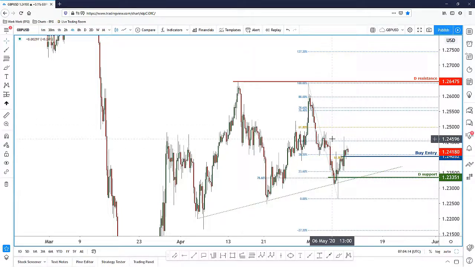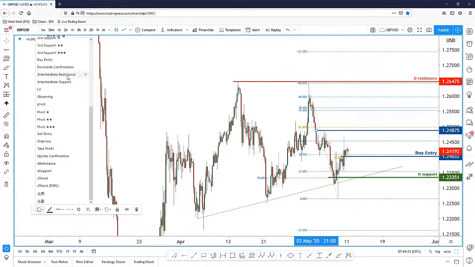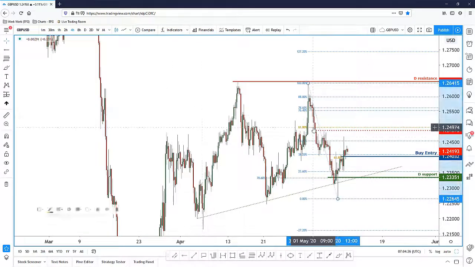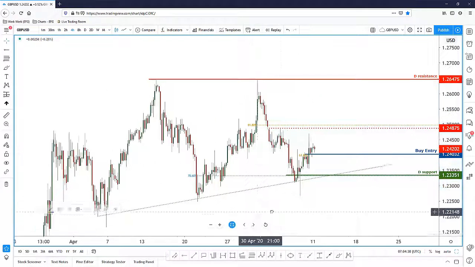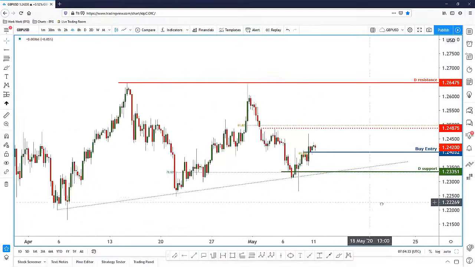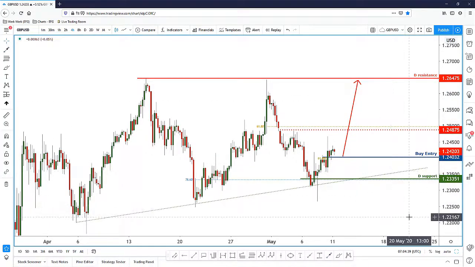Now, what I like to see is that there's sort of a graphical level here, right? If you zoom in closely, there's sort of a graphical resistance here. Okay, I'll put it as dotted. It's also quite close to the 61.8 retracement level. Okay, so this is the idea that we have for the trade of the day. We're actually bullish, and I'll put my buy entry over here at 1.24032. All right, with my first take profit at the 1.2485 level.